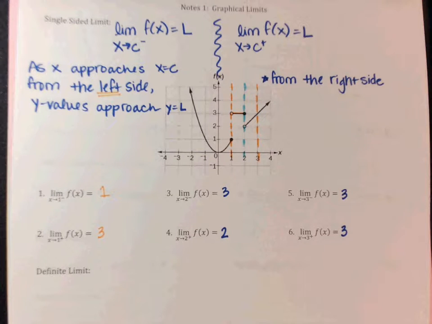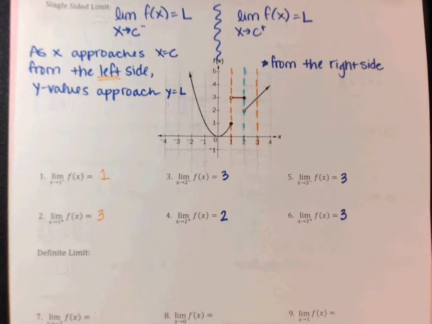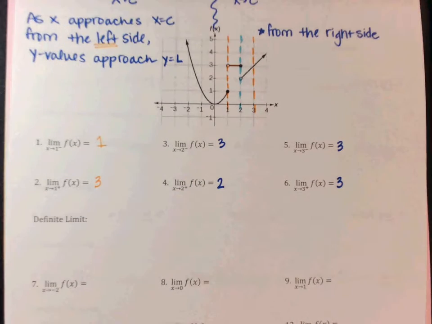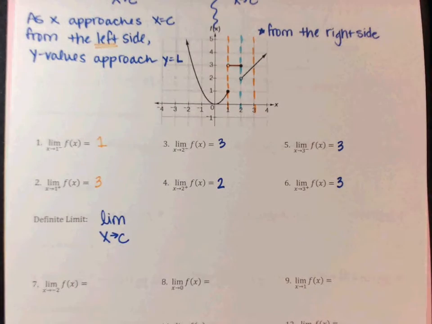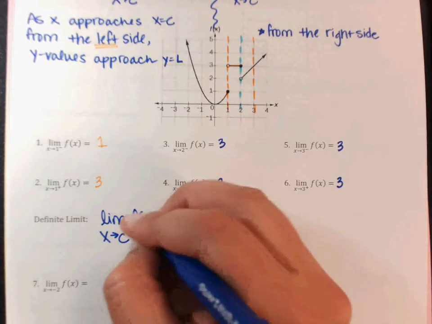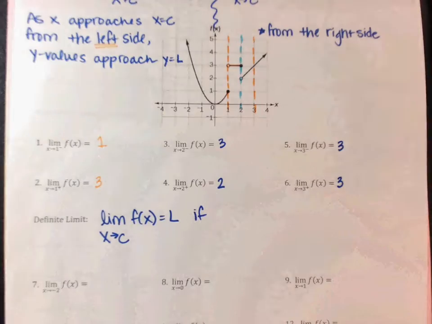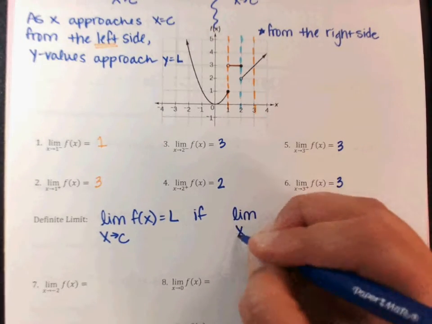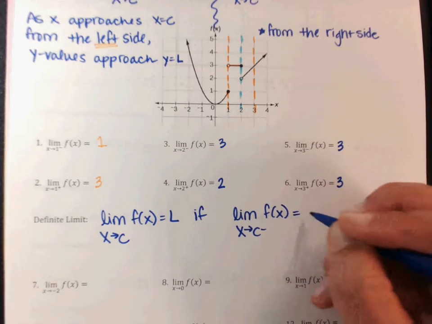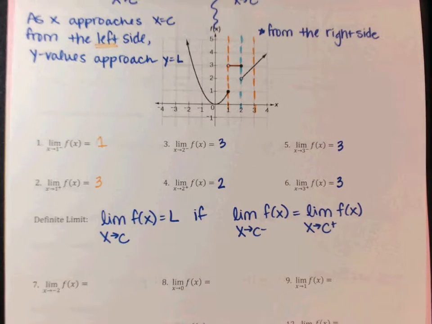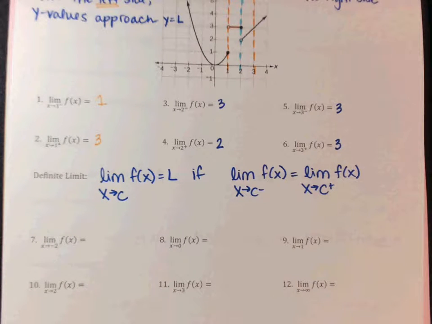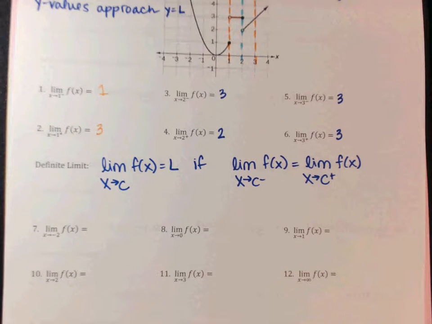That means that you're only looking at half of the graph at a time. Okay, you have a definite limit, which is only going to exist if those two things match. So write down here for me the limit as x approaches c, no plus or minus, of f(x) equals L if the limit with the negative is equal to the limit with the positive. So if your left and your right limits come out the same, then you can take that plus or minus off and say that that's the definite limit, instead of only looking at one side of the graph at a time.